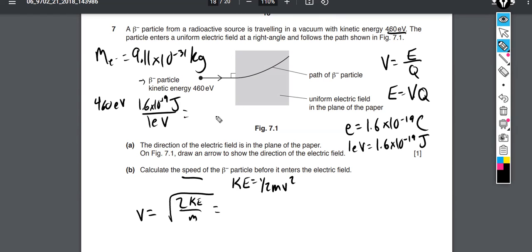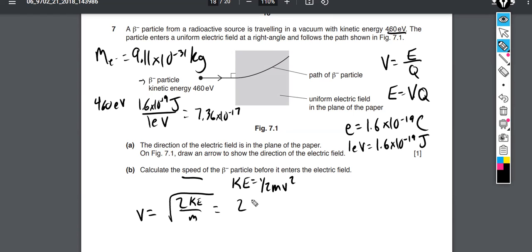All right, we've been practicing our mental math here, and so I'm going to try to take 1.6 by 10 to the negative 19 and just multiply it by 460. You all can use a calculator if you want to, but it's good practice for mental math. I think that's 7.36 by 10 to the negative 17. Yeah, that's right. So we want that kinetic energy in joules, right? If we're going to get meters per second of velocity.